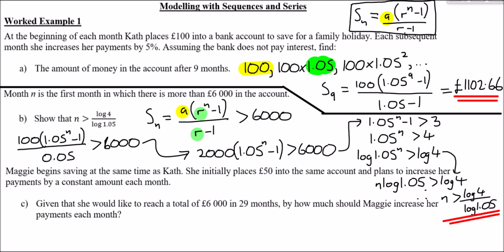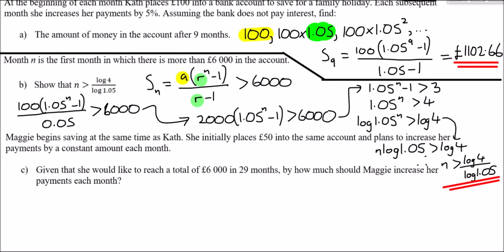So let's think about what this means. For the first month, this Maggie character would put £50 in. Let her monthly increase, let's call that a letter. I'll call that D, because D is a letter we use in the sum of an arithmetic sequence. Let monthly increase equal D. So then we have 50. The next month would be 50 plus D.